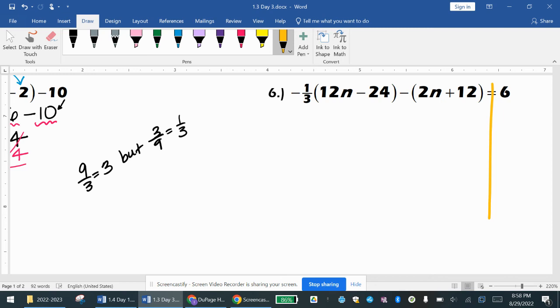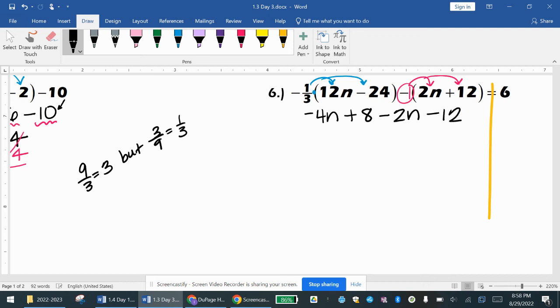In previous lessons, we did distribution problems where we had to distribute twice because there were two sets of parentheses. So this is one of those examples. We're going to multiply negative 1/3 times 12n and negative 1/3 times negative 24. Negative times negative is positive. I also need to distribute a negative 1 to all the terms in the second parentheses. So negative 1 times 2n is negative 2n, and negative 1 times 12 is negative 12.